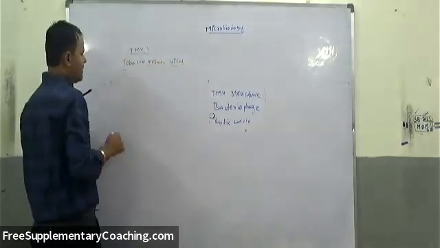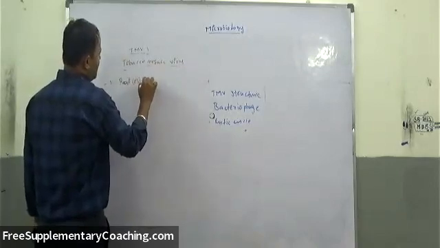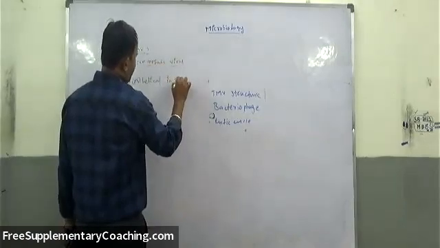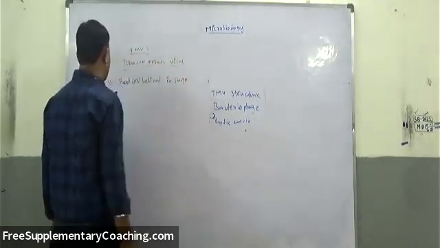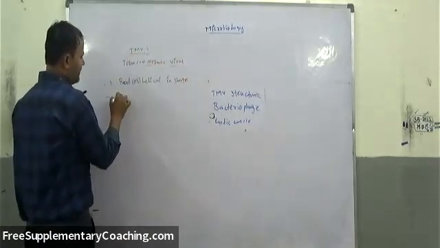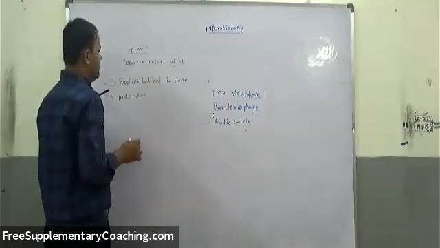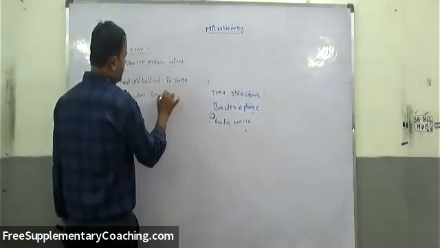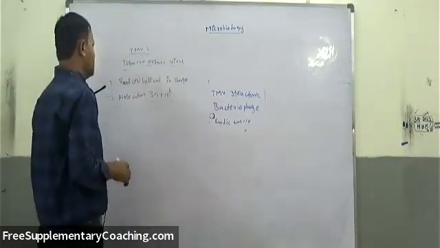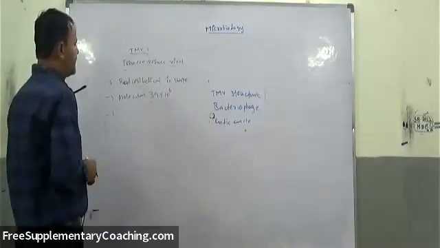Which shape is it, rod in shape or helical in shape? Okay, rod shape. Then its molecular weight is 39 into 10 to the power of 6. Okay.